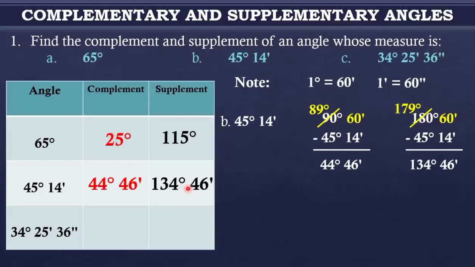Here is my tip: if you are asked to find both the complement and supplement, all you have to do is add 90. It is that simple. But it is not always that both complement and supplement are asked. What if only the supplement? Then you really need to solve. But if both, just add 90. So again, the complement of this angle is 44 degrees, 46 minutes, and its supplement is 134 degrees and 46 minutes. Let's go here.